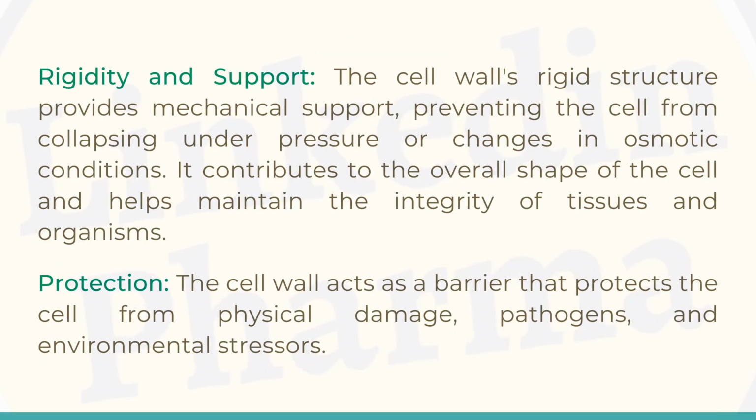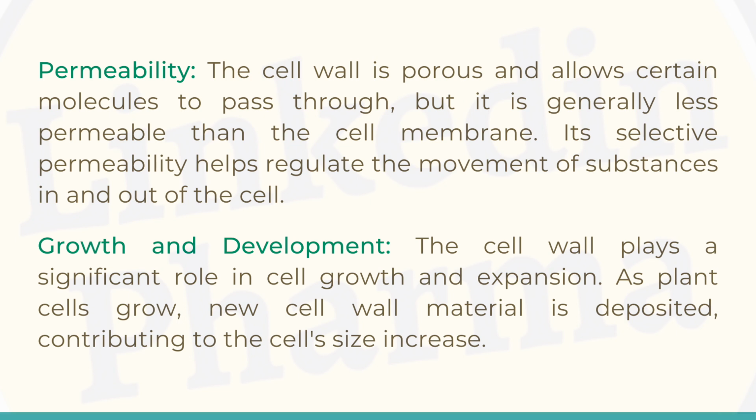Rigidity and support: the cell wall's rigid structure provides mechanical support, preventing the cell from collapsing under pressure or changes in osmotic conditions. It contributes to the overall shape of the cell and helps maintain the integrity of tissues and organisms. Protection: the cell wall acts as a barrier that protects the cell from physical damage, pathogens, and environmental stressors. Permeability: the cell wall is porous and allows certain molecules to pass through, but it is generally less permeable than the cell membrane. Its selective permeability helps regulate the movement of substances in and out of the cell.